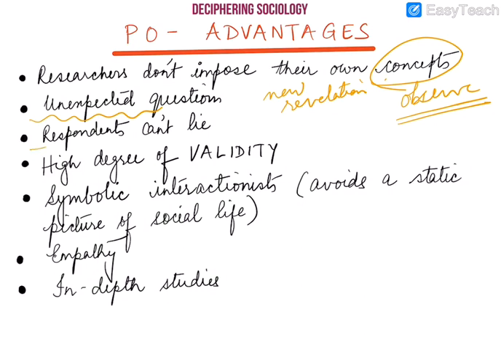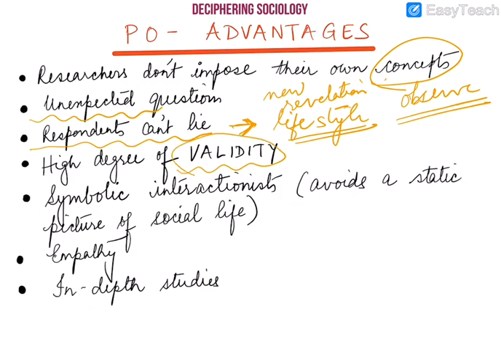Also here the respondents can't lie, the people under observation can't lie, because it is their lifestyle which is being observed, how they are living, their financial condition, their social conditions, and these things cannot be changed in a moment. Therefore there is a high degree of validity because the picture of the social reality is very close to what is being done.